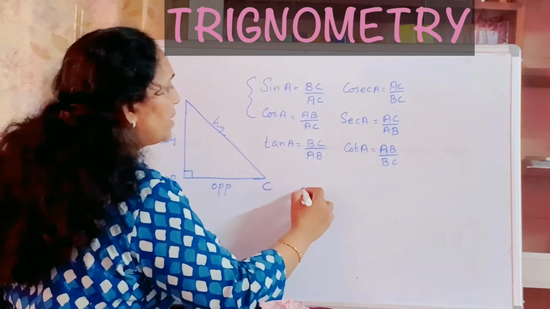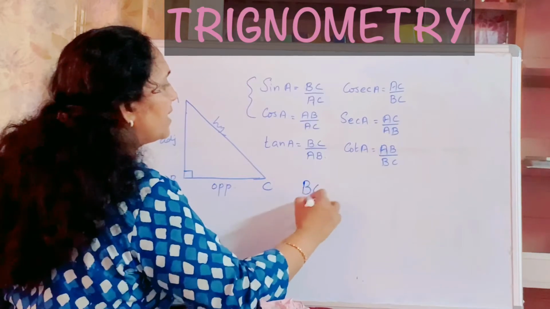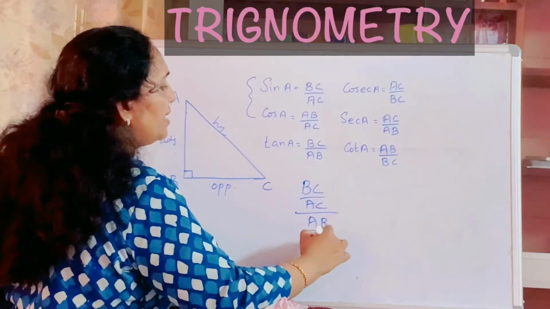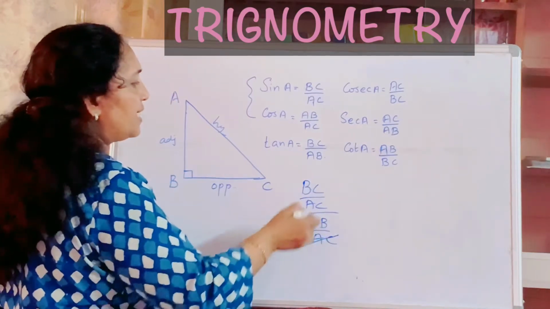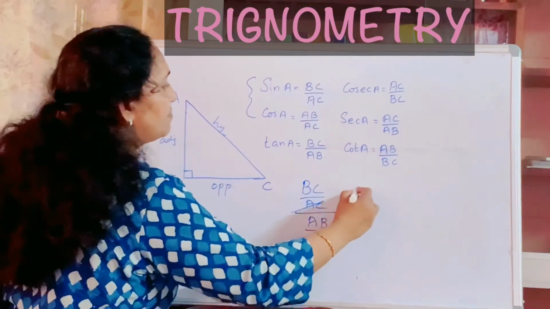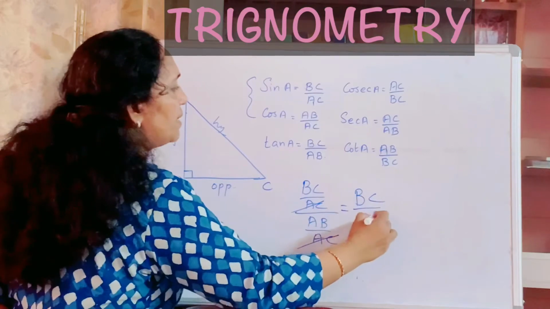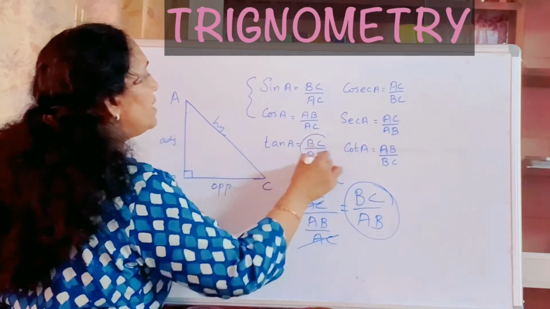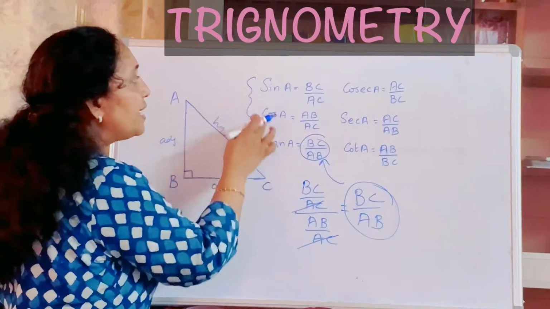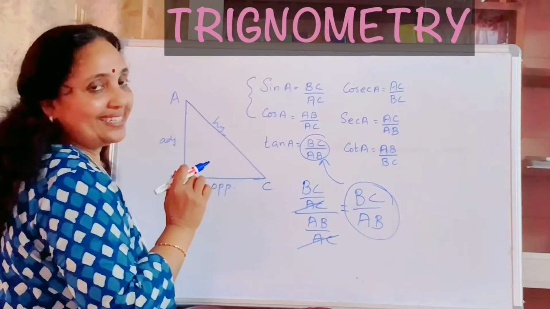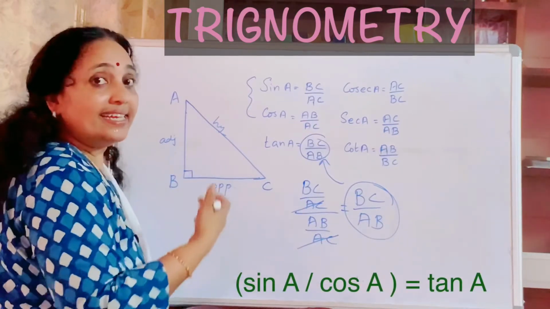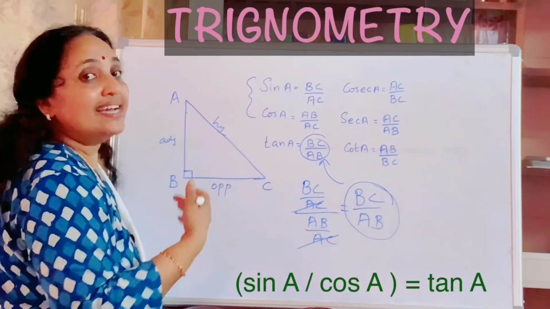So sine A by cos A is BC by AC divided by AB by AC. That means this AC and AC get cancelled, that is BC by AB. And what is BC by AB? BC by AB is tan. That means sine A by cos A is equal to tan A. So there is a relation between sine A, cos A and tan A. That is sine A by cos A is tan A.